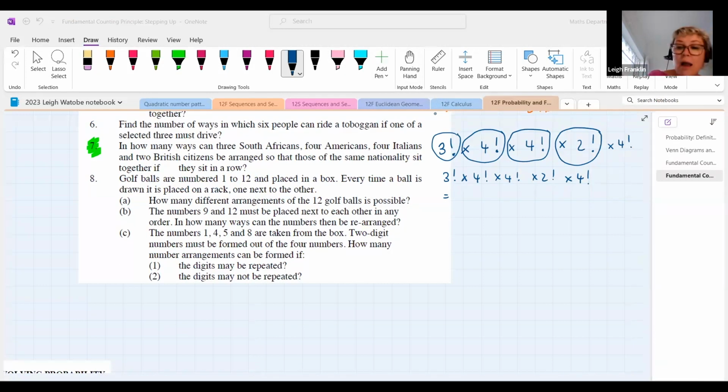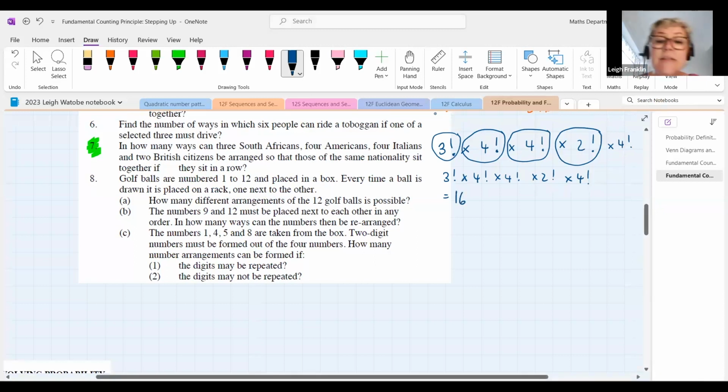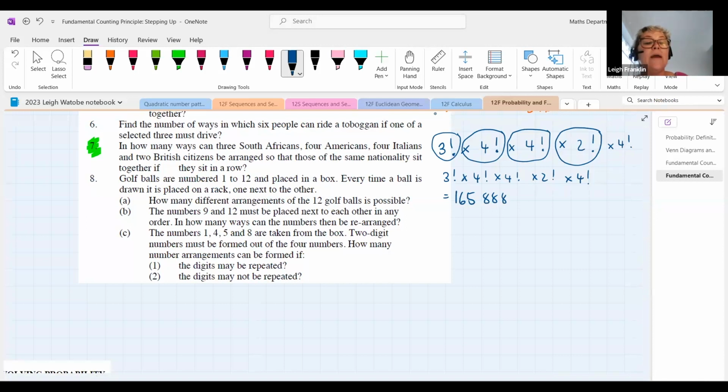Okay, so I actually worked out what this number was earlier, and now I cleared my calculator, which was a bit silly. So it's a big number, 165,888 ways that these people can be arranged if nationalities of the same sit together. Okay, let's go and have a look at question number 8.